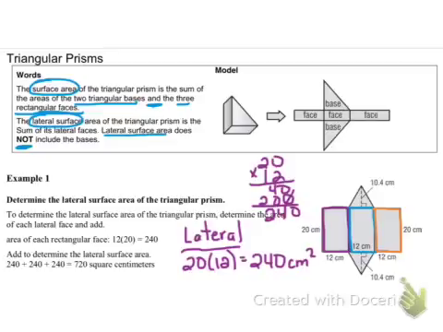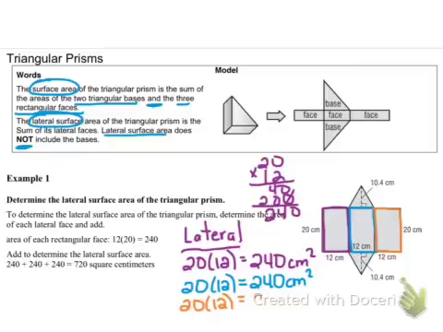And then we have another 12 by 20. So that'll be another 240 square centimeters. And then we have the orange one, which is another 20 by 12. So that gives us another 240 square centimeters. So essentially, we're really just tripling 240. So our total lateral surface area is 720 square centimeters.